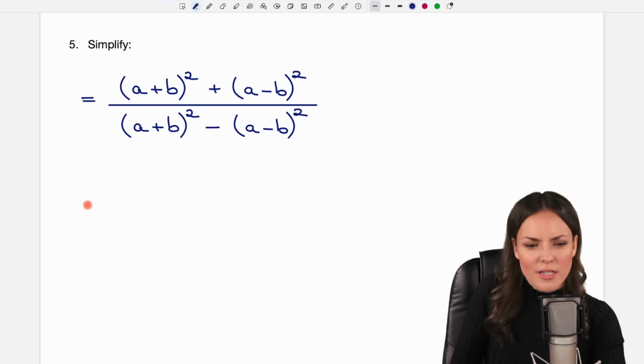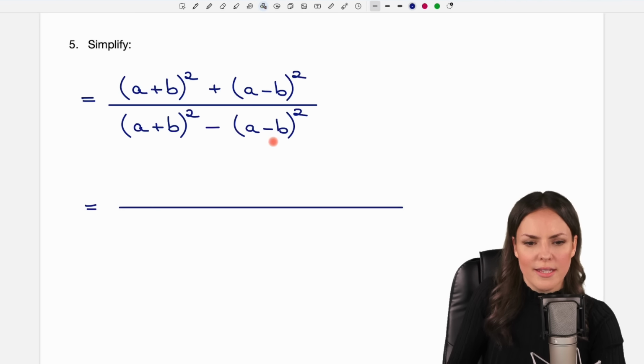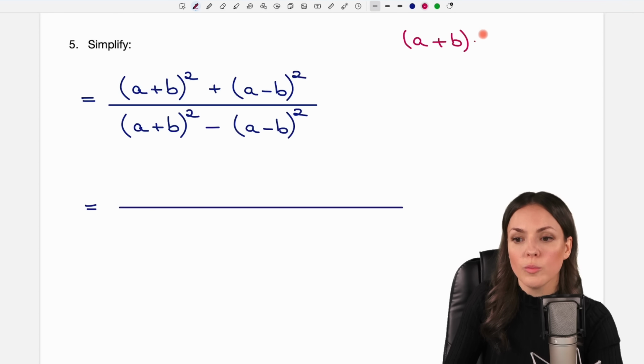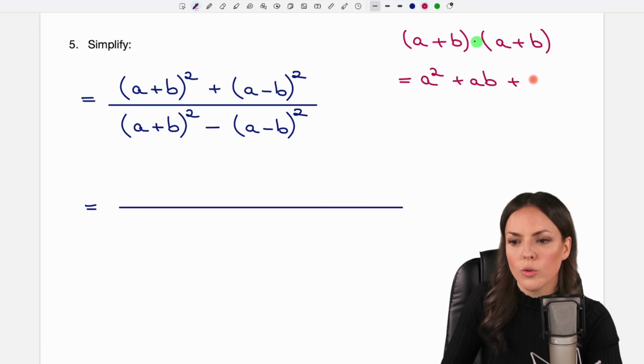And now let's just get rid of all the parentheses. So we have (a plus b) squared here, which is a plus b multiplied by itself, and the result of this multiplication is a times a equals a squared, a times b equals ab, then we have b times a equals ab as well, and b times b is b squared.